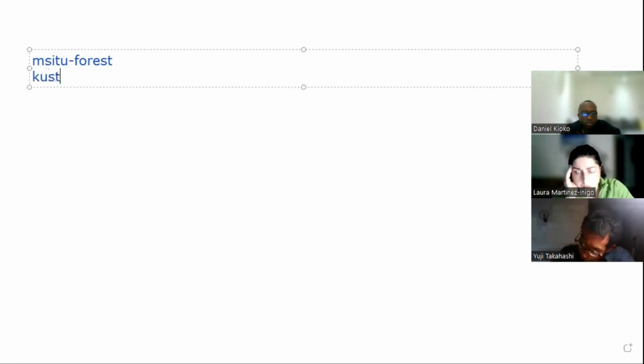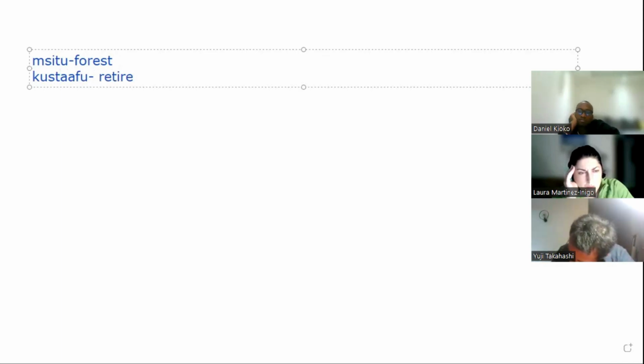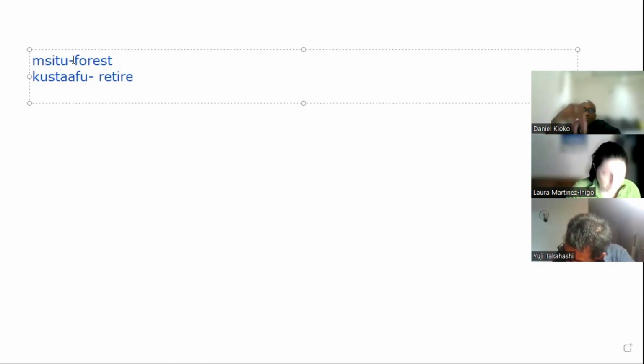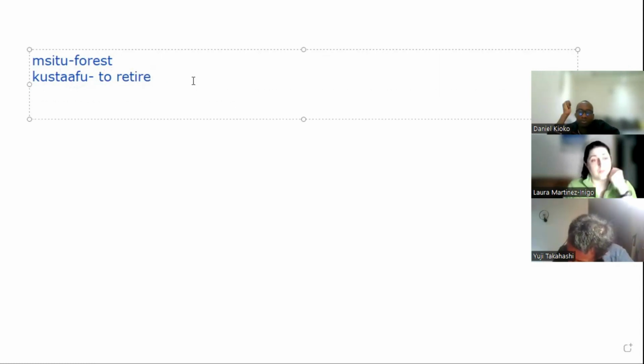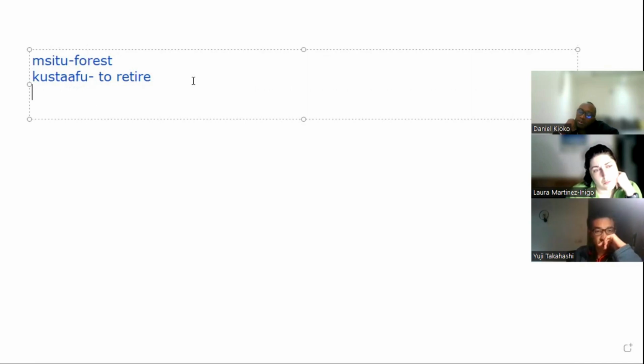She also talked about kustaafu. Kustaafu means retire. You mentioned your parents retired. Kustaafu is to retire, so that now you can make a verb from that.